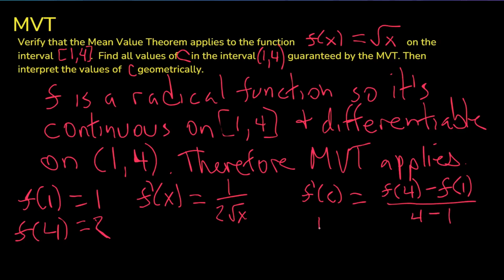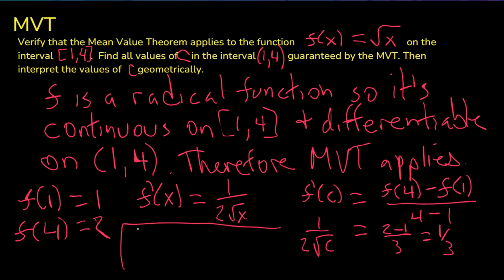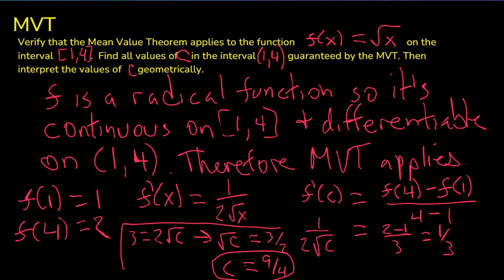For f prime of c, we simply plug c into the derivative, 1 over 2 root c. f of 4 minus f of 1 is 2 minus 1 over 3, so that would be 1/3. Then if we cross multiply, we would have 3 equals 2 root c. Then root c would equal 3/2. Be careful here, you have to square both sides. So c equals 9/4. That value is on the interval 1, 4.